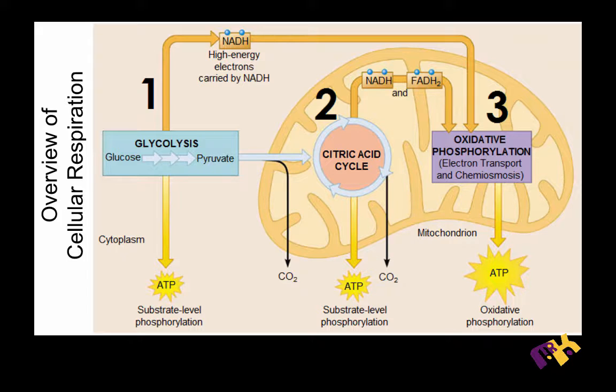Then we're going to move this pyruvate into the mitochondria. There is a step 1.5 that happens between steps 1 and 2. We're not going to talk about it in detail in this overview, but we'll see it when we look at more detail later on. But long story short, we get these molecules into the mitochondria and they enter the citric acid cycle, also known as the Krebs cycle. This cycle is going to take place in the matrix of the mitochondria.